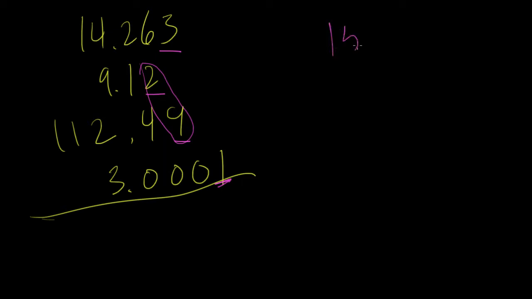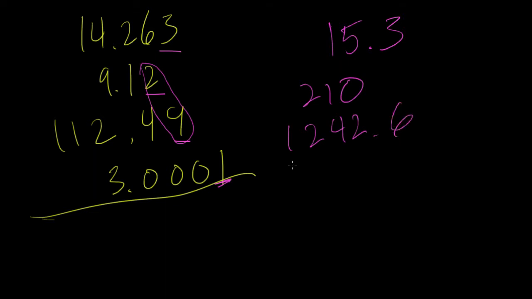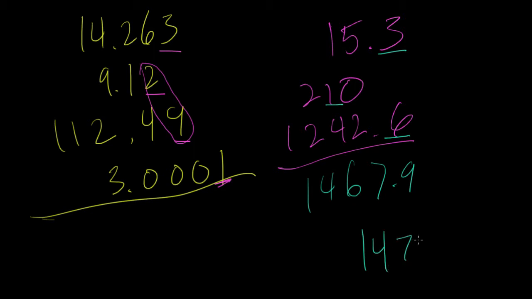Let's do another one. 15.3, 210, 1242.6. Okay, here, let's underline the last significant digit of each. Here, the tens place is the leftmost significant digit. So that's what we're going to round to when we add these up. So it's going to be 1470.9745641. So we have to round this to the tens place, so it would be 1470.